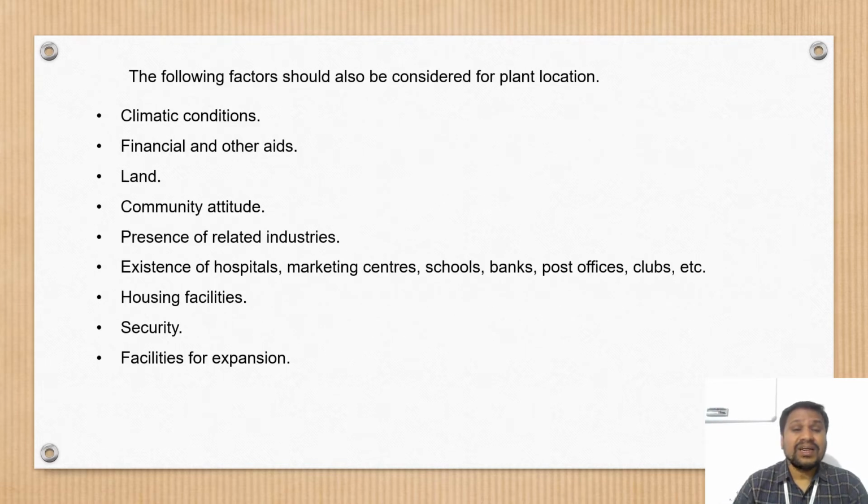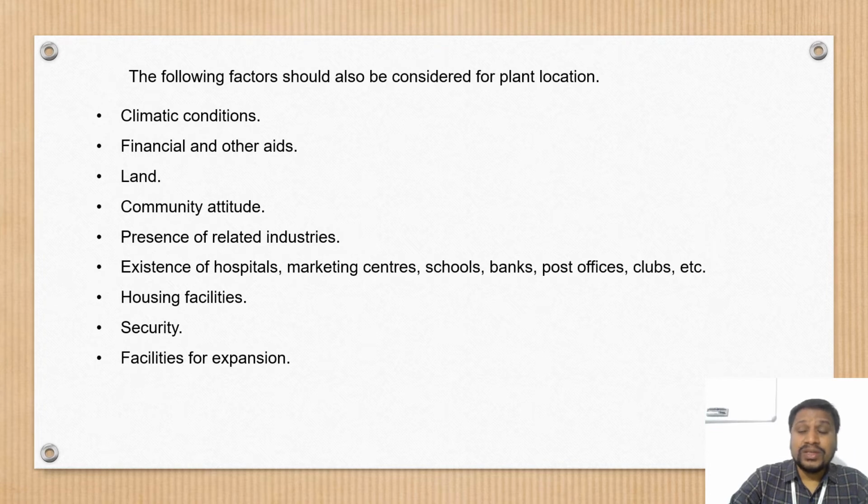Besides this, the following factors should also be considered for plant location: climatic conditions, financial and other aids, land, community attitude, existence of hospitals, marketing centers, schools, banks, post office, etc., housing facilities, security, facility for expansion, safety, and presence of related industries. These are some minor factors governing plant location.